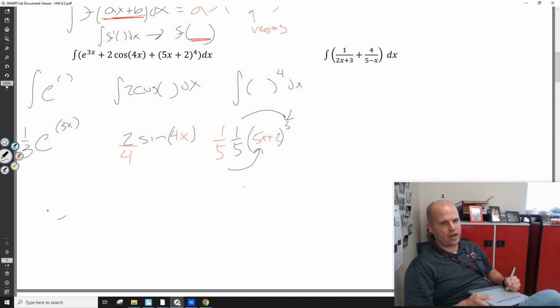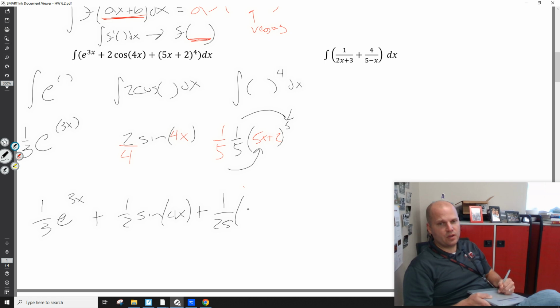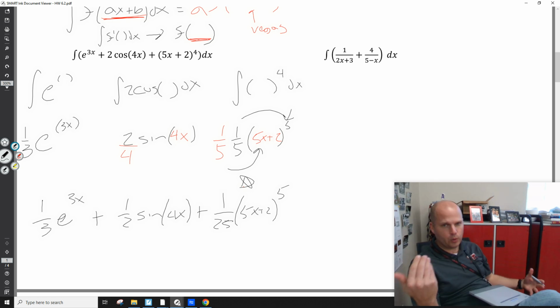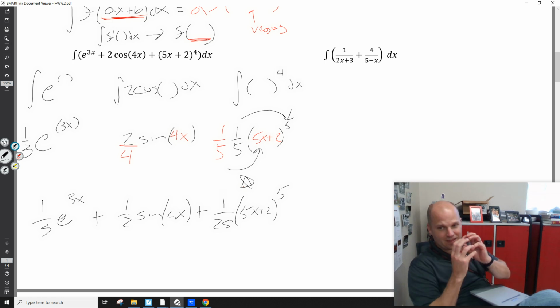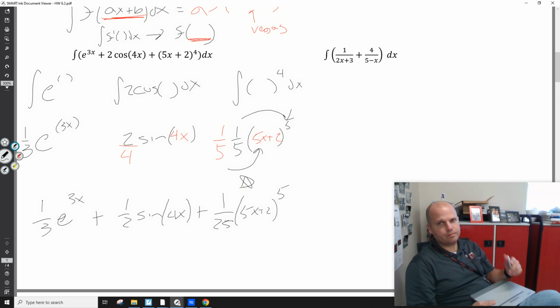Throwing it all together, I get 1/3 e to the 3x plus 1/2 sine 4x plus 1/25 times (5x plus 2) to the 5th. This one is probably the trickiest one because we had 2 things to undo: the 5 that's going to come down and then the 5 that's going to come out, the derivative of the inside, the derivative of Vegas.